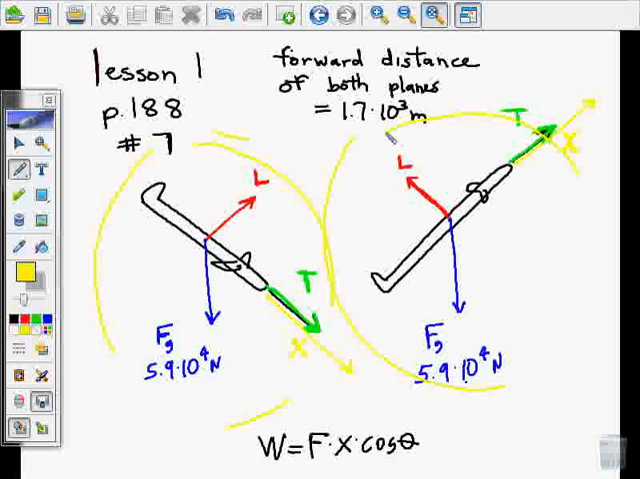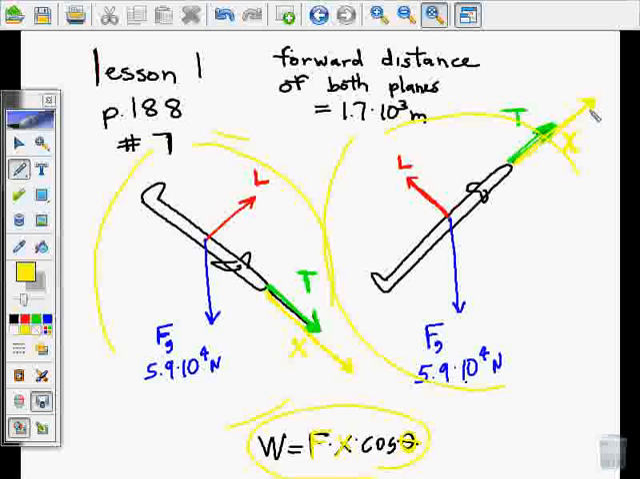All right, careful. When we use this formula, this theta right here is the angle between the particular F and the particular distance. So over here, we have a thrust force acting this way, and the plane is moving that way. Over here, we have a thrust force acting this way, the same exact amount of force, the same thrust force, pulling the plane forward the same distance. So if it's the same force going the same distance, what's the theta in each case? 0.